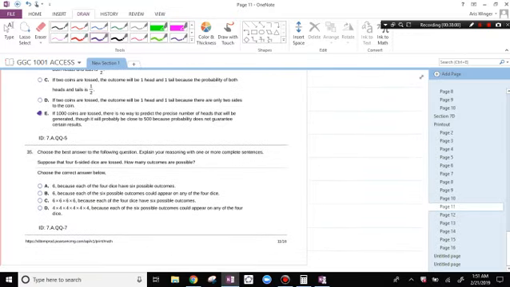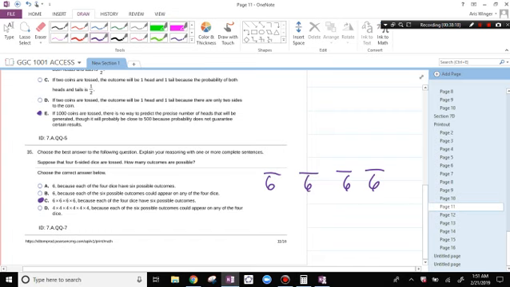Choose the best answers to the following question, explaining your reasoning with one or more complete sentences. Suppose that 4 six-sided dice are tossed. How many outcomes? So we've got 6 choices here, 6 choices here, 6 choices here, 6 choices here. We found out that by the multiplication rule, you just go ahead and multiply. That gives you the total number of possibilities.